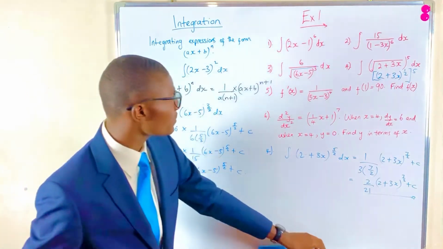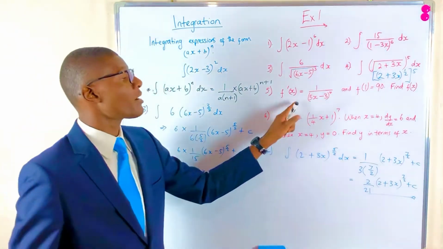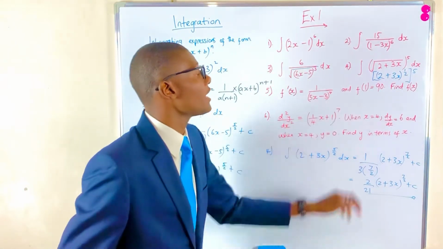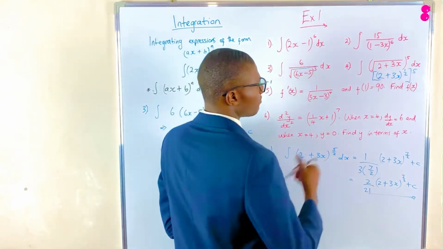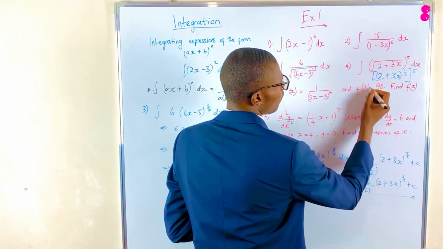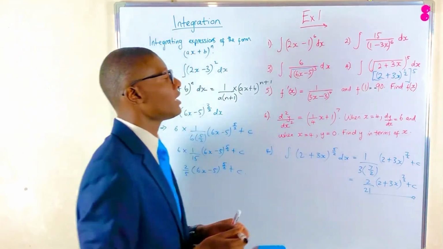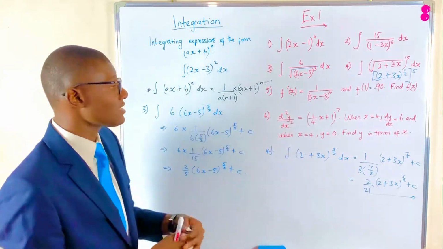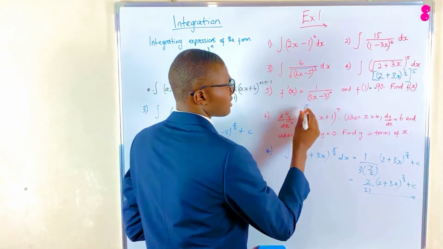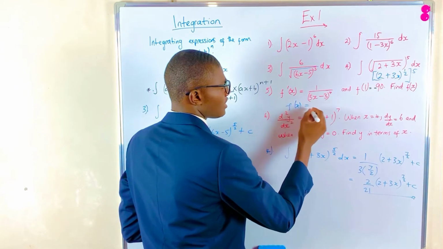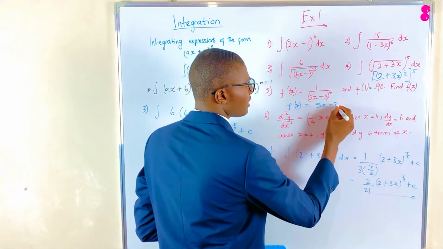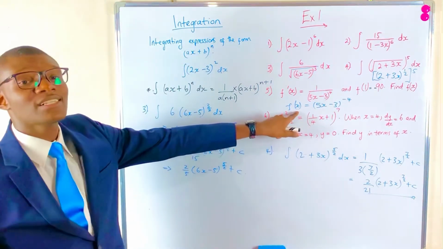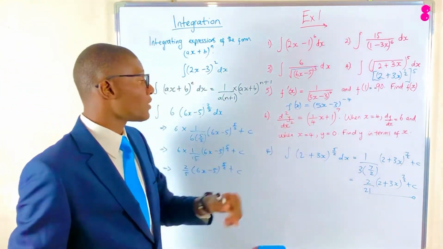Number 5, what do we have? We've got f prime x being equal to 1 over 5x minus 3 raised to the power of 4. And f of 1 is equal to, this is supposed to be minus 90. F of 1 is equal to minus 90. And then we're required to find f of x. So first of all, we have to rewrite this in such a way that f prime x is equal to 5x minus 3 raised to the power of minus 4. And then we know that if we integrate this gradient function, we will get f of x.